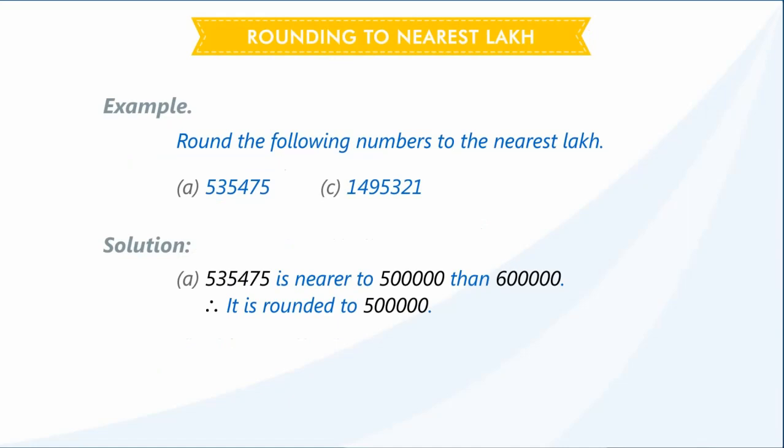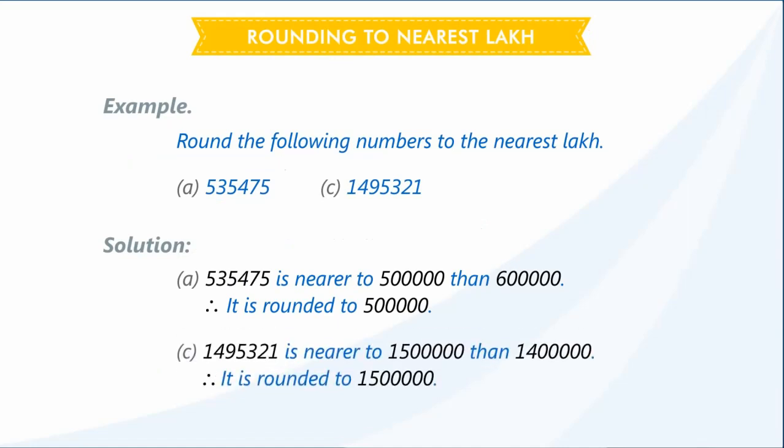5,35,475 is nearer to 5 lakh than 6 lakh. Therefore, it is rounded to 5 lakh. 14,95,321 is nearer to 15 lakh than 14 lakh. Therefore, it is rounded to 15 lakh.